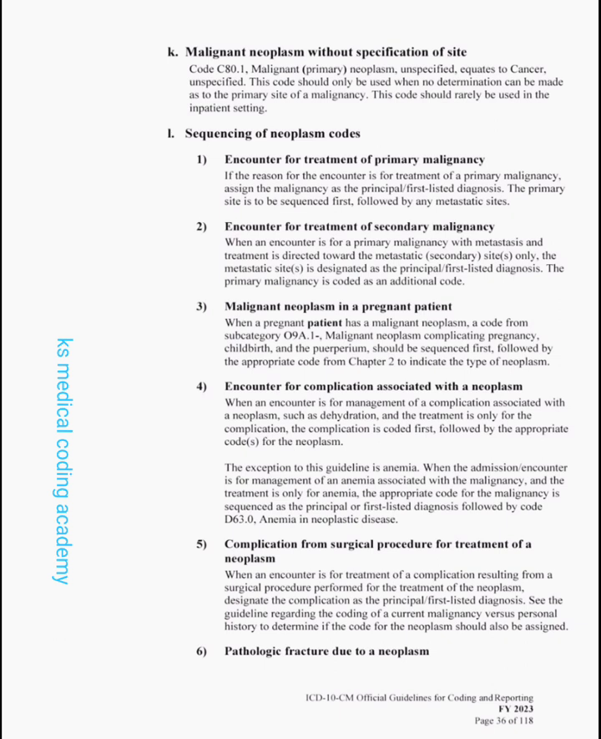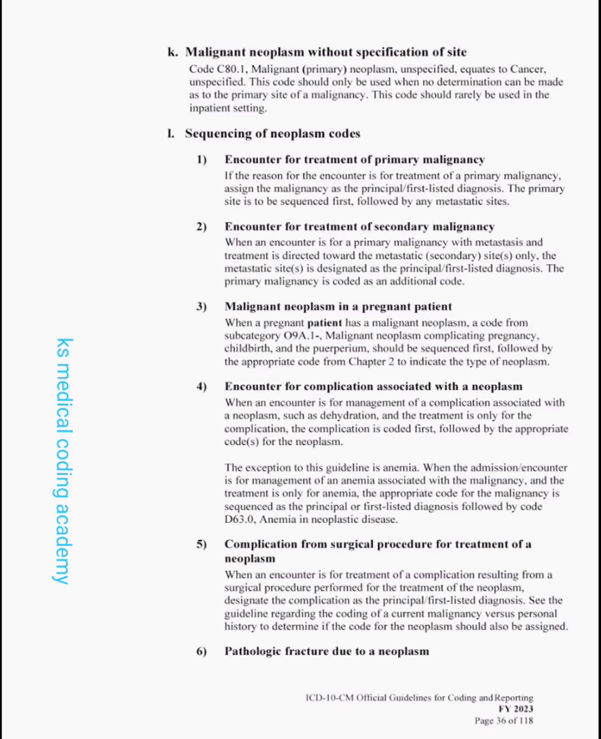5. Complication from surgical procedure for treatment of a neoplasm. When an encounter is for treatment of a complication resulting from a surgical procedure performed for the treatment of the neoplasm, designate the complication as the principal, first listed diagnosis. See the guideline regarding the coding of a current malignancy versus personal history to determine if the code for the neoplasm should also be assigned.